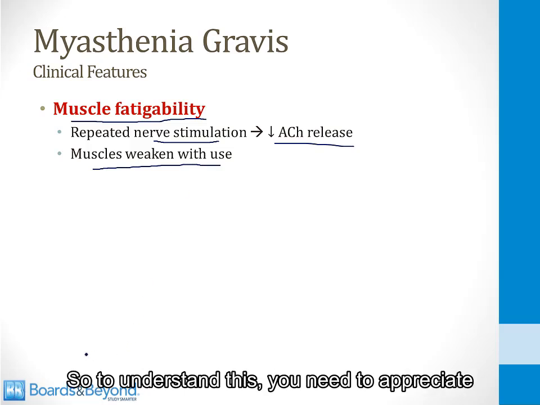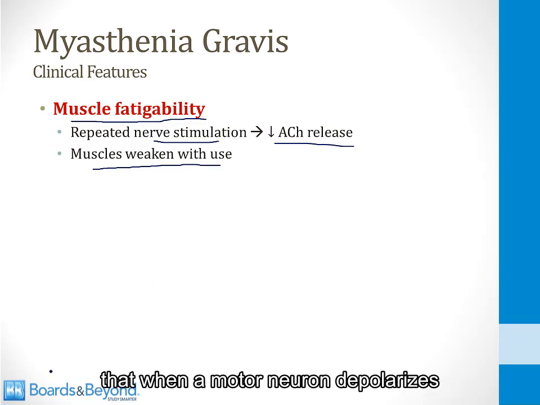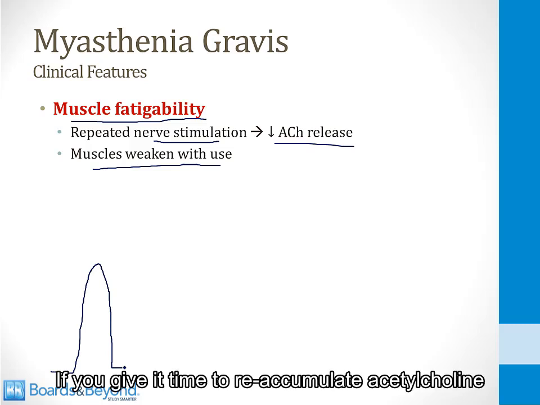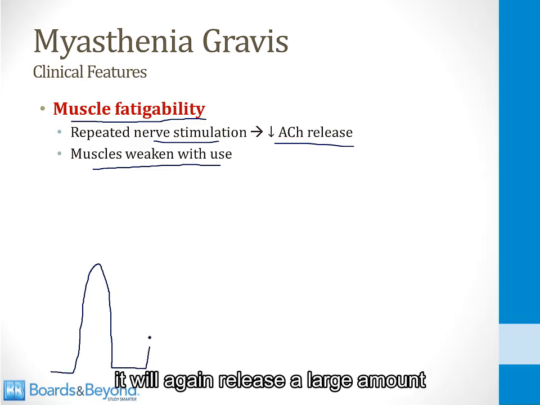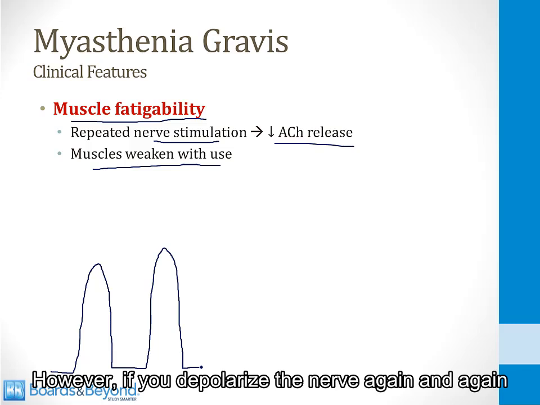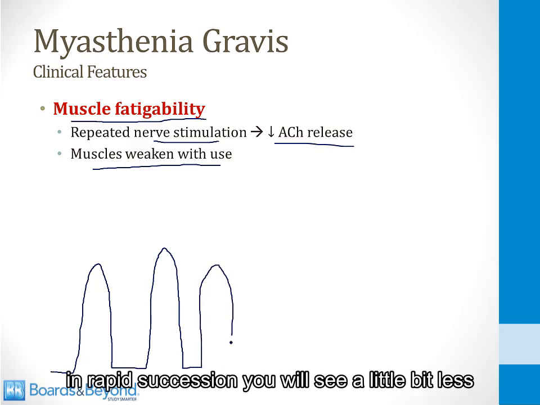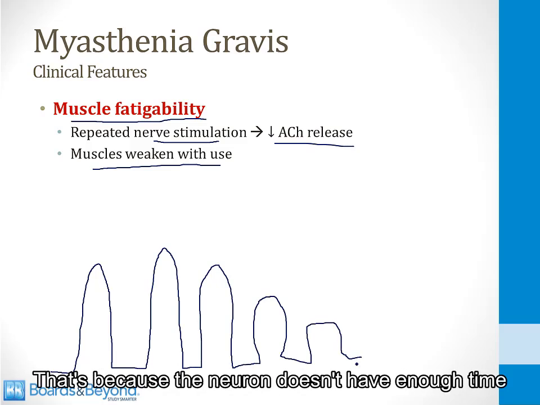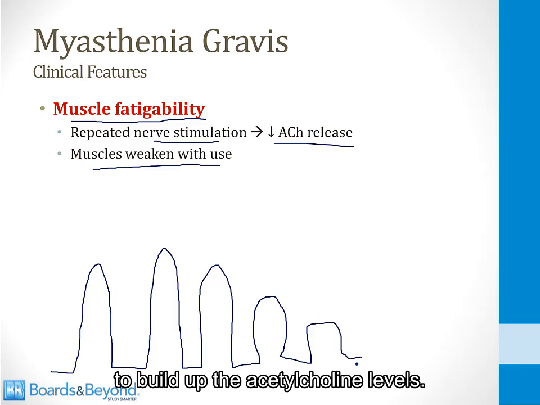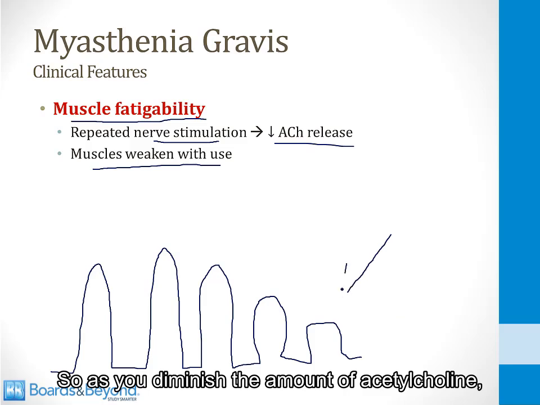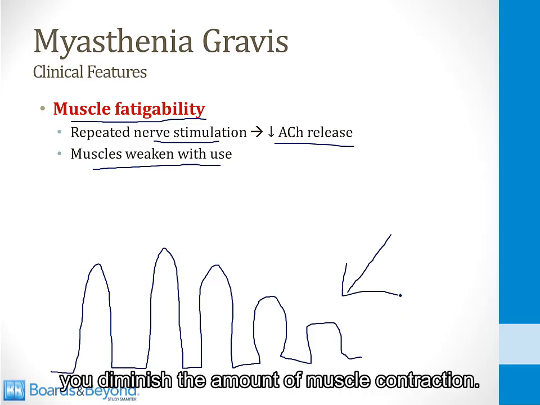So to understand this, you need to appreciate that when a motor neuron depolarizes, it releases a large amount of acetylcholine into the synaptic cleft. If you give it time to reaccumulate acetylcholine, it will again release a large amount of the neurotransmitter. However, if you depolarize the nerve again and again in rapid succession, you will see a little bit less acetylcholine with each additional depolarization. That's because the neuron doesn't have enough time to build up the acetylcholine levels. In a patient with myasthenia gravis, this will lead to marked weakening because some of the receptors are blocked by antibodies. So as you diminish the amount of acetylcholine, you diminish the amount of muscle contraction.